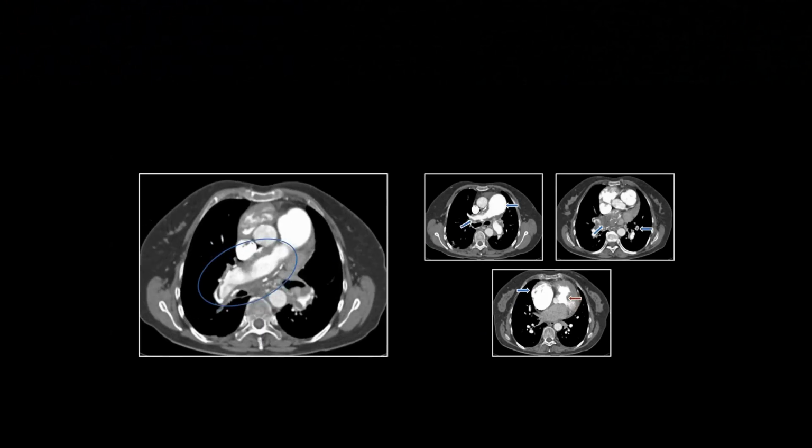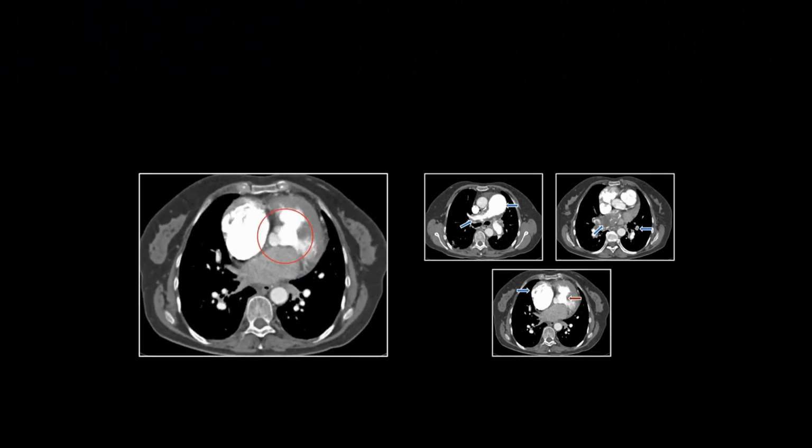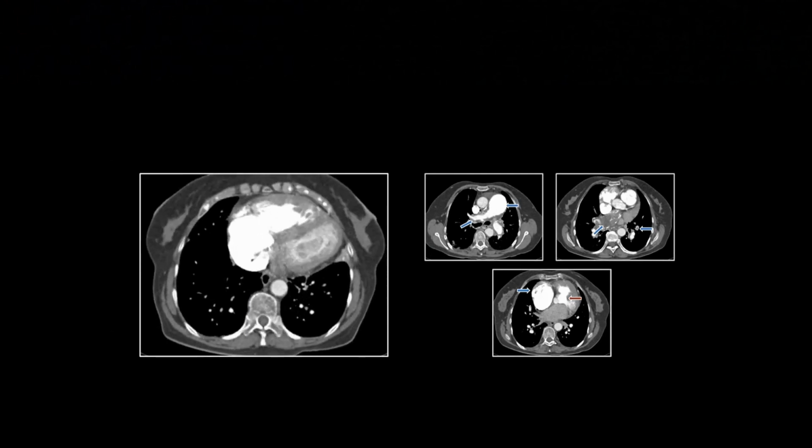So look at the size of those pulmonary arteries. Again, peripheral calcification of the pulmonary arterial wall, and then an acute thrombus as well, causing right to left shunting.